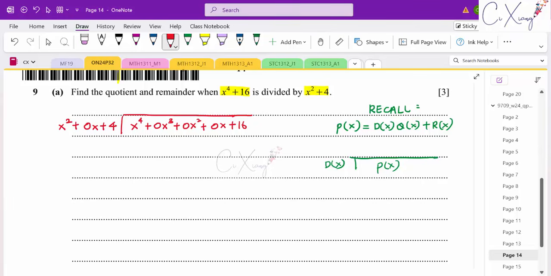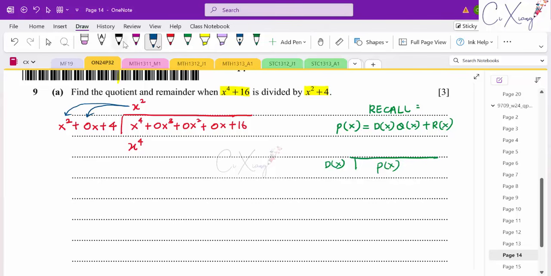Okay, so let's start with the quotient part. Something multiplied by x squared to get x power 4. So what's the something here? The something should be x squared. x squared multiplied by x squared gives x power 4. After you multiply this one, you also have to multiply the second term.